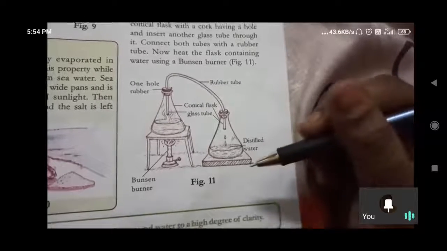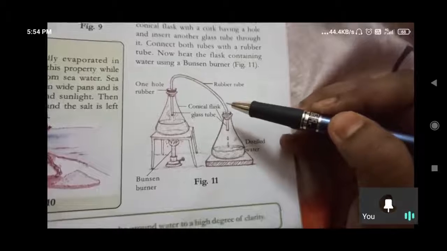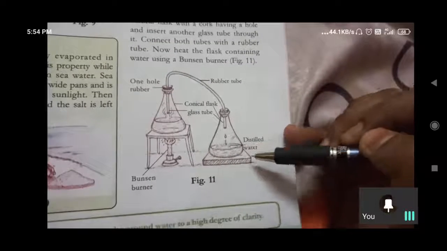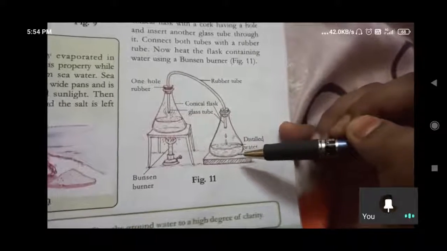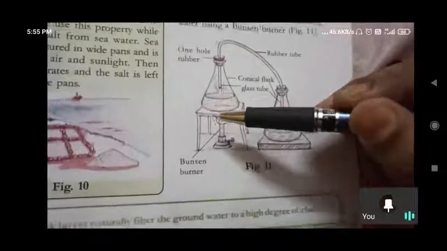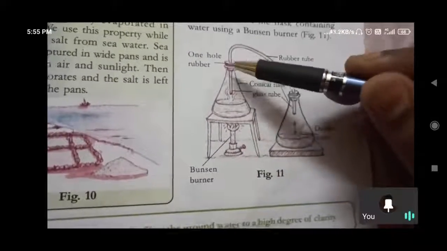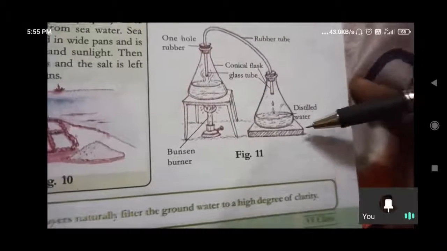What is distilled water? Evaporated water that is collected and condensed back. That type of water is called distilled water. So this is pure water. Other extra substances may remain in the original water only. We are collecting pure water from the water like this. So this process is called distillation.